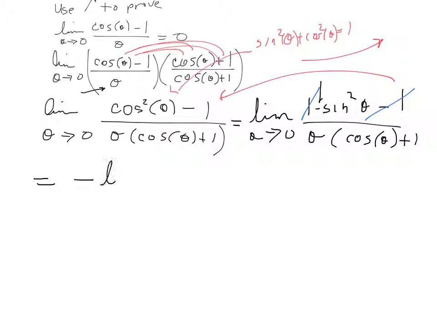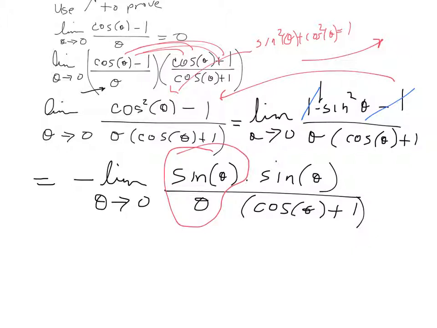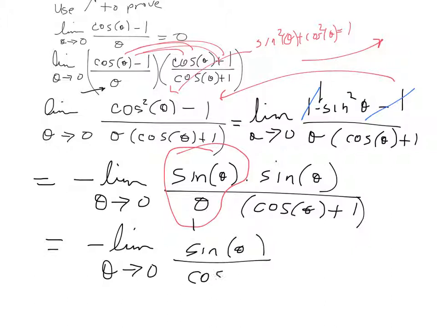So minus my limit as theta goes to 0. I'm going to separate that into sine times sine, so it's the same thing as sine squared, all over theta times cosine theta plus 1. And I hope your mind went to, aha, that piece equals what? 1. Yes, so in other words, I have minus my limit as theta goes to 0. That's 1, so we're just going to ignore it. Sine theta over cosine theta plus 1.